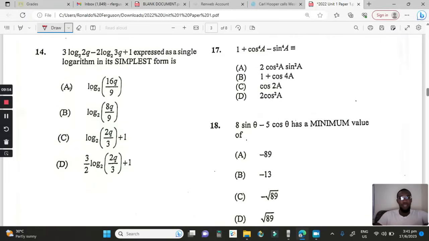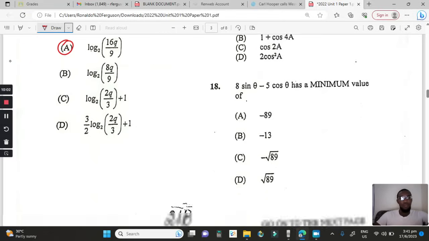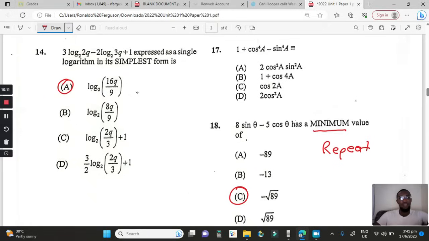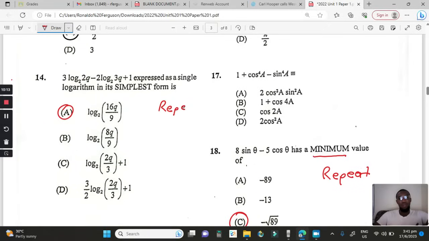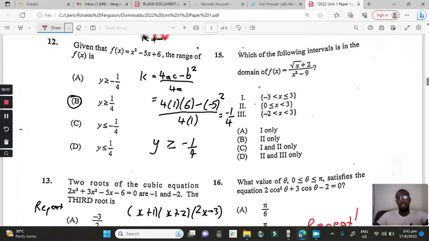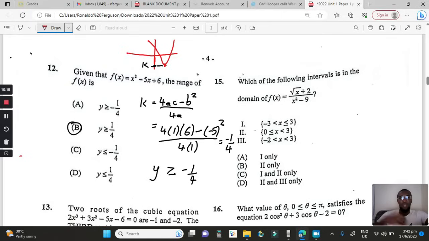This one has been repeating forever. We know it is A. That's number 14. Number 15, another repeat, minimum value minus r, this one. So just to write those that repeat from previous years. Repeat, repeat. Number 15, it says find intervals for which the domain of f of x will lie.